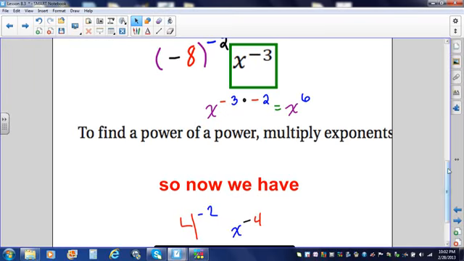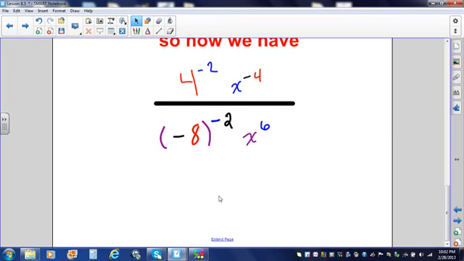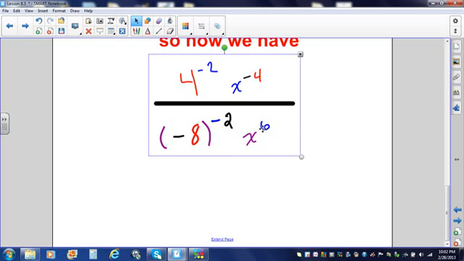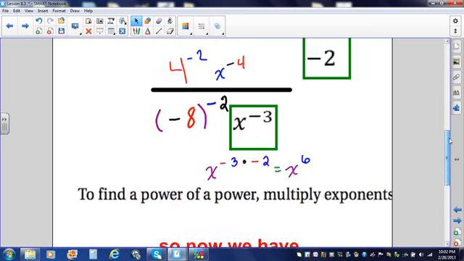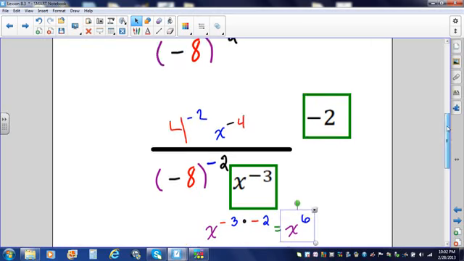So now we have this as our problem. Where did I get these from on the bottom? I got it from right here and right there.